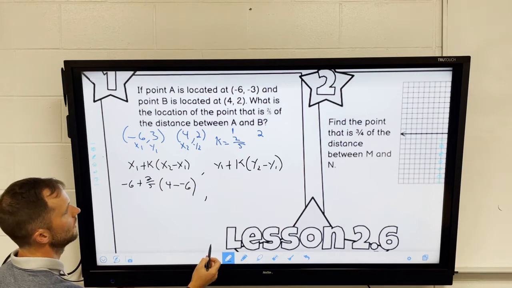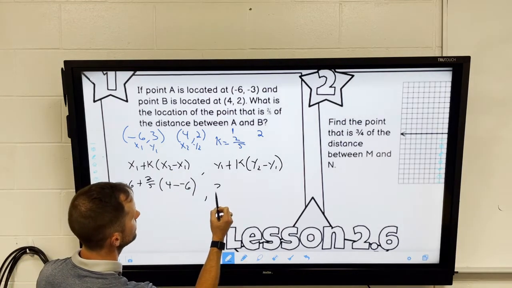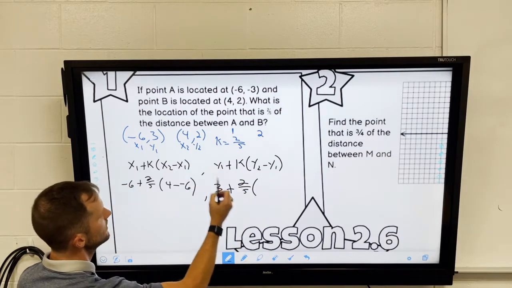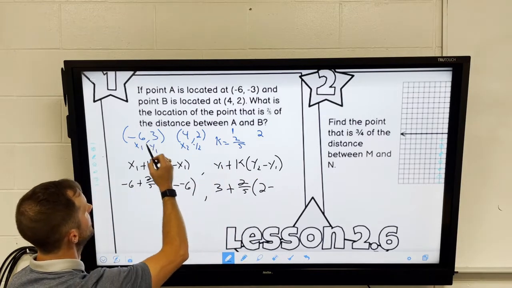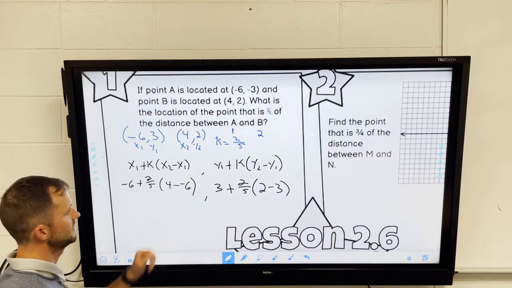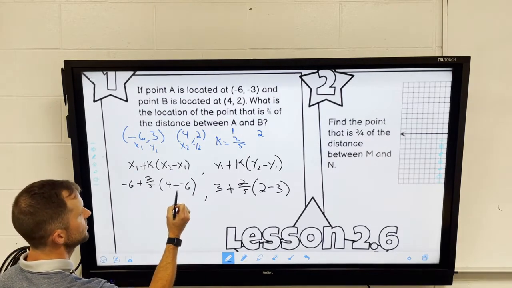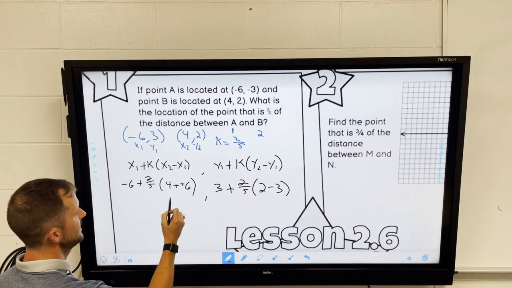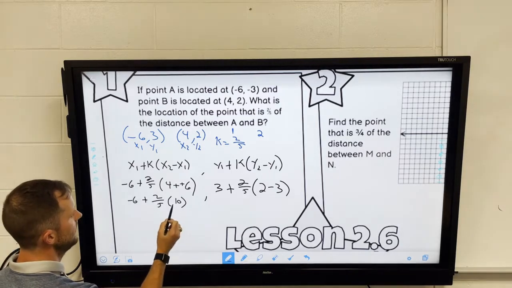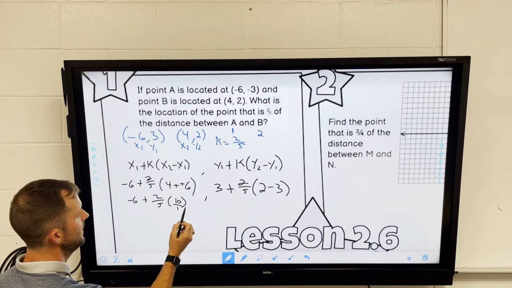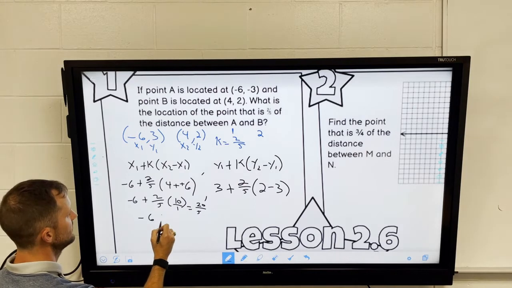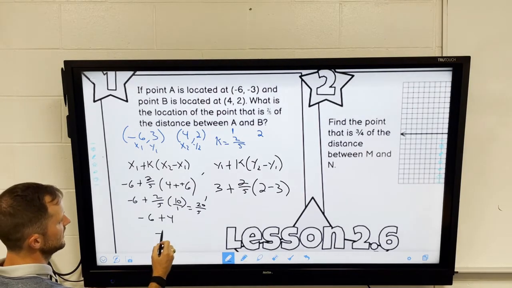Now let's set up my y coordinates. y1 is 3. My k value is 2/5. My y2 is 2, and my y1 is 3. Okay, now we have to make sure we do everything PEMDAS-wise. I gotta do what's in the parentheses. Subtracting a negative turns into plus. 4 plus 6 gives me 10. 10 times 2/5, I gotta put that over 1. 10 times 2 is gonna give you 20. 5 times 1 is gonna be 5. 20 divided by 5 is 4. So -6 plus 4 is gonna give you -2.